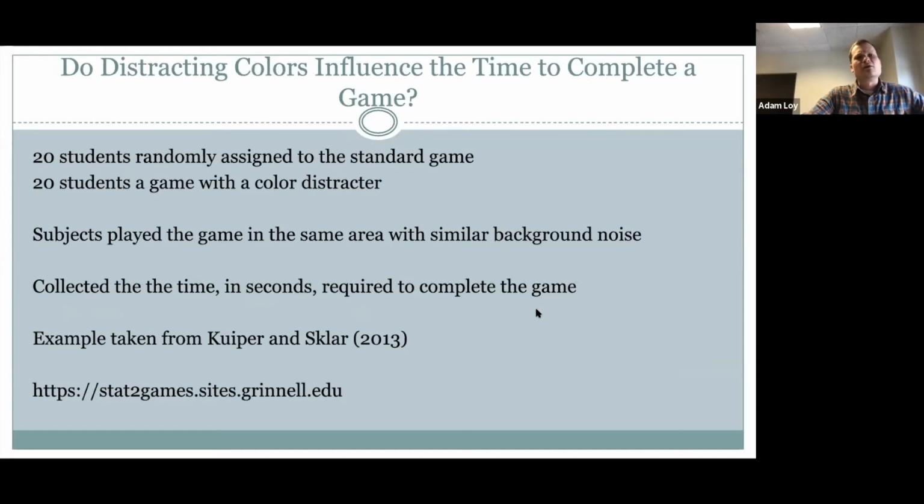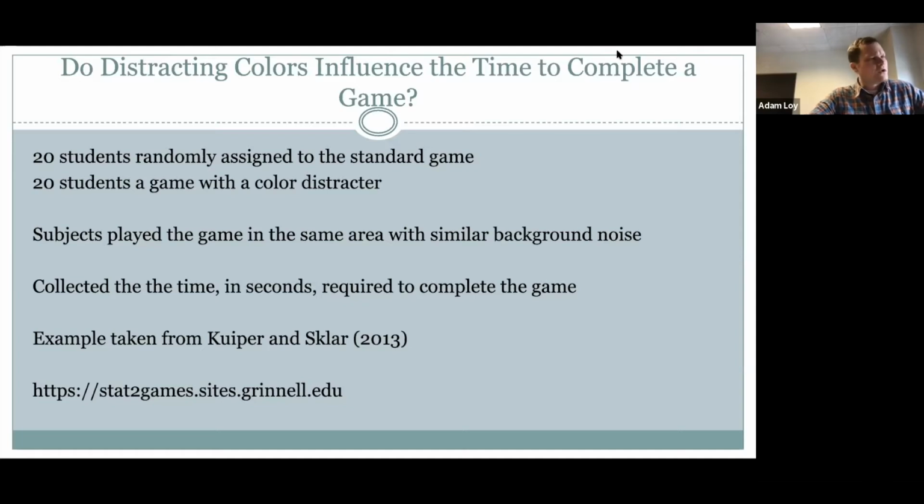And in order to anchor our discussion today, I'm going to use an example that comes to us from Kuiper and Sklar's textbook in 2013. It's this Shapesplosion game, and I have an example of the game board coming up here. You can think about it as an intro stat type project where we're trying to figure out whether or not distracting colors would influence the time to complete this Shapesplosion game.